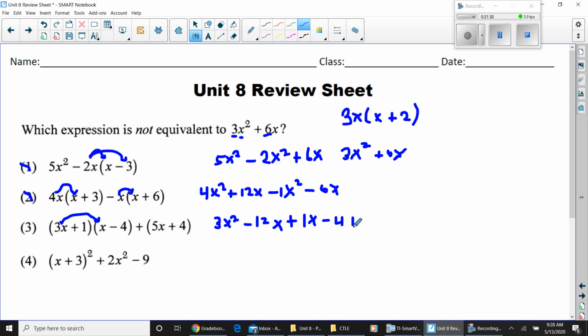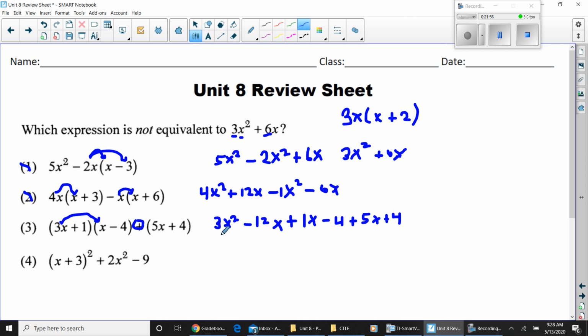Then I'm just going to write down, since this is an addition sign right here, it won't change any signs after it. So I'm just going to put down 5x and the plus 4. If it was a minus sign there, I would have to change the signs and distribute that negative, kind of like this. But I don't have a minus sign, so it's quite okay.